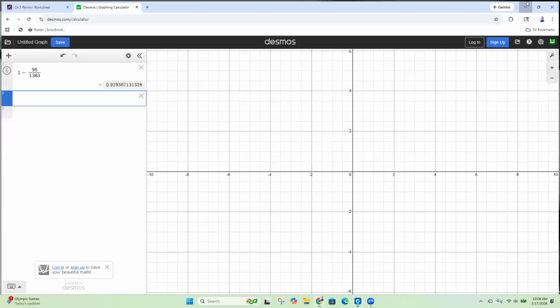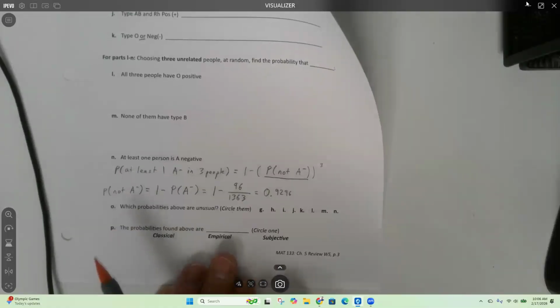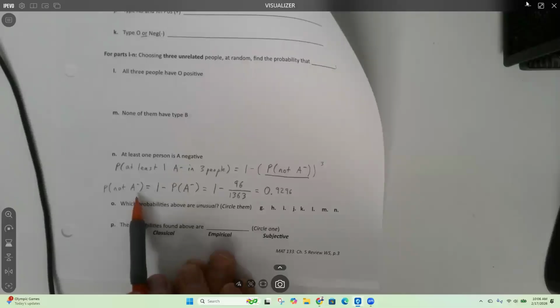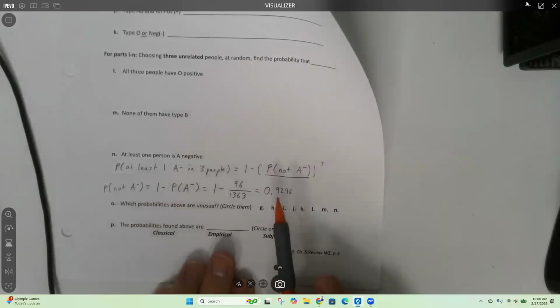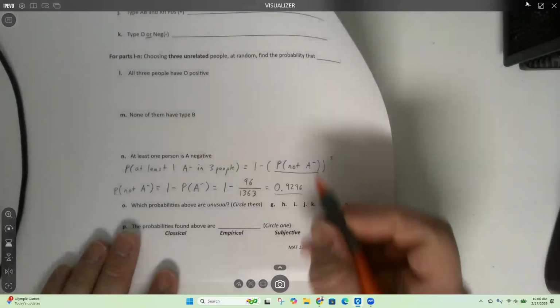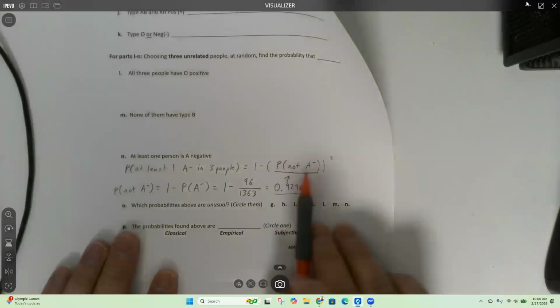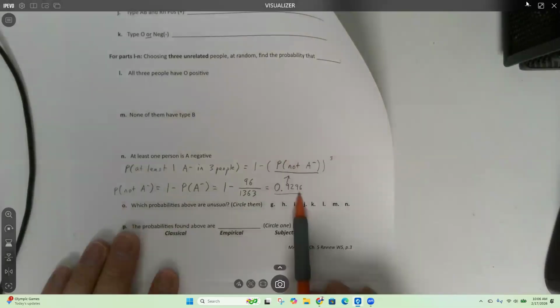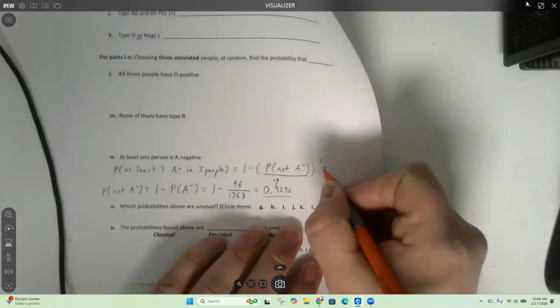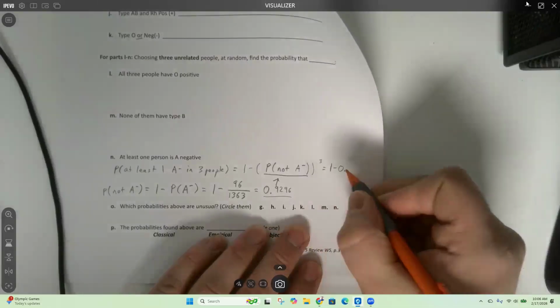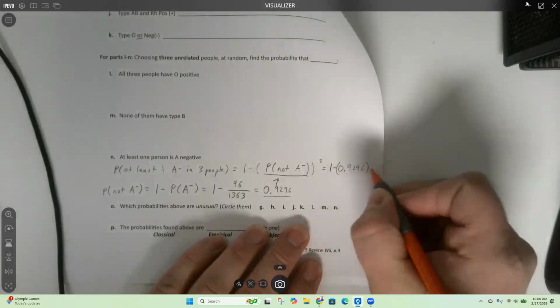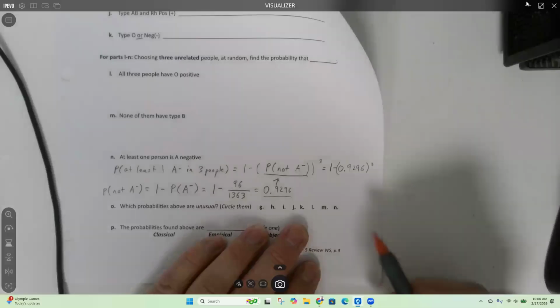We're not done. When it says at least one, it's basically two problems in one. You have to do the probability that one person is not A negative, and that's this. There's a 92% chance that a single person is not A negative. We take this and we plug it in here. So the probability of not A negative is 0.9296. Our equation is going to look like this: 1 minus 0.9296. Actually, I don't need parentheses at this point, but whatever. I'm running out of space.